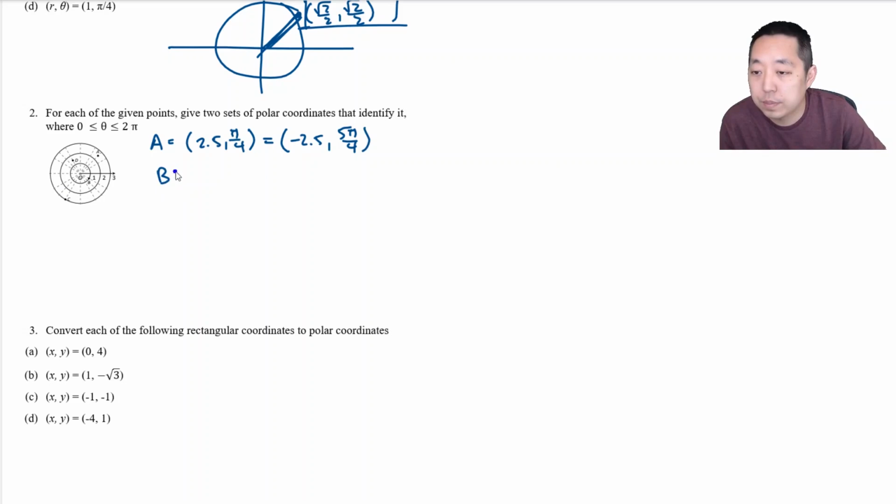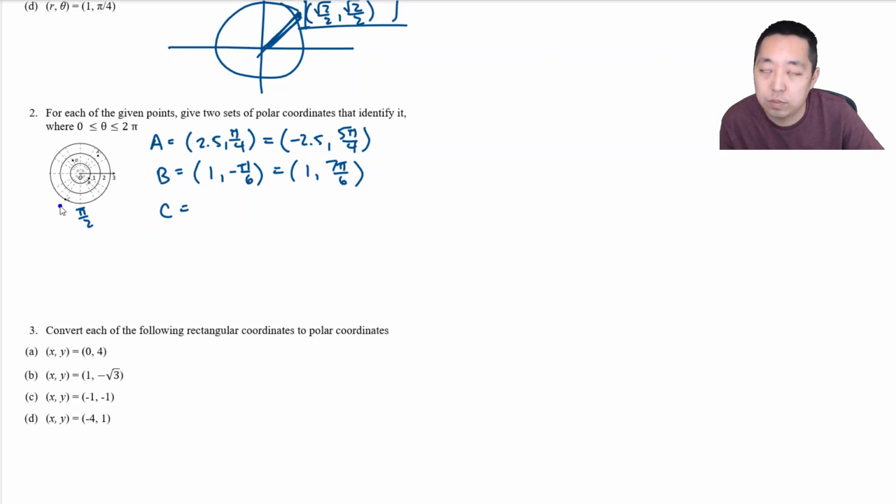How about B? We could do negative pi over 3, and it's radius 1. Oh, pi over 6, sorry. But in this case, rather than doing the radius, I could just make the angle go all the way around this way. I could make it pi over 6 away from 2 pi, or just adding 2 pi to it. So that's still radius 1, or 7 pi over 6. See, you can do it a few different ways. This is pi over 6 away from pi over 2.